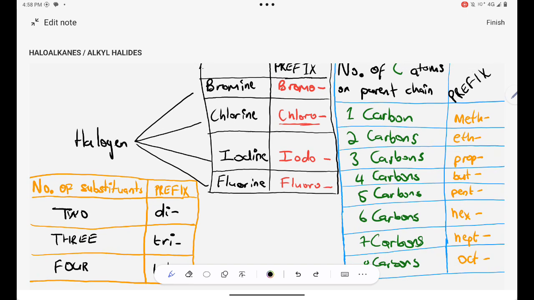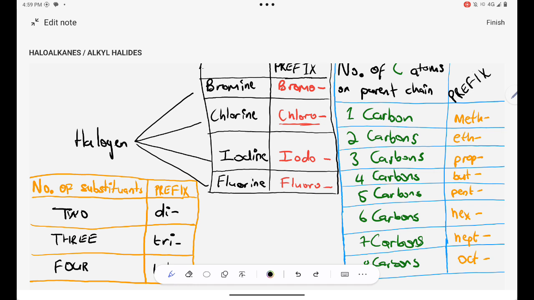In this video, I'll be focusing on haloalkanes. Haloalkanes are just an alkane molecule with a halogen added to it. Halogens are elements found in group number 7 of the periodic table. The list is: bromine, chlorine, iodine, and fluorine. All these four halogens are found in group 7 of the periodic table.